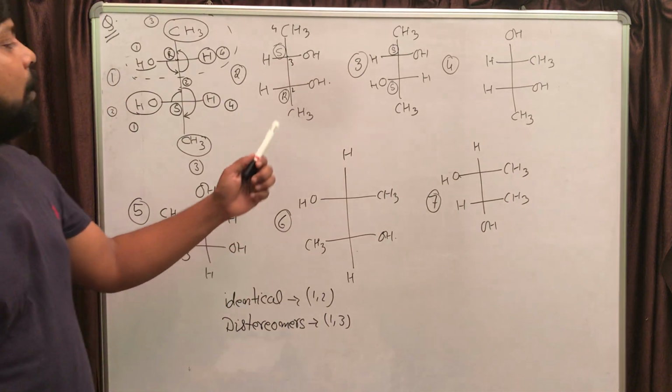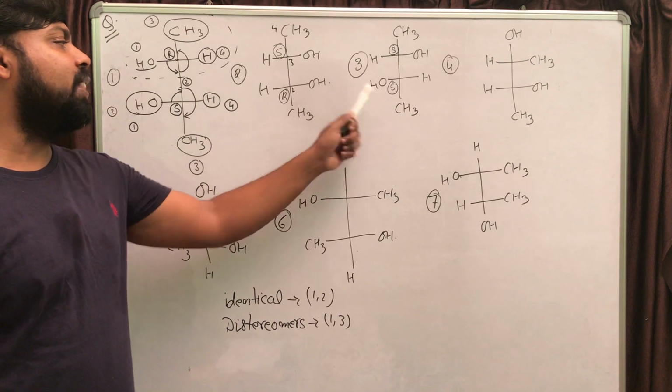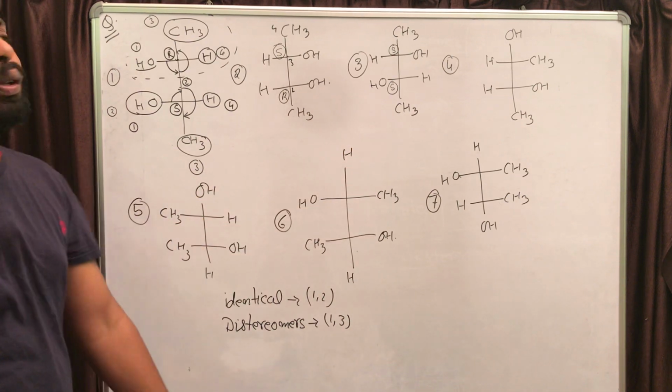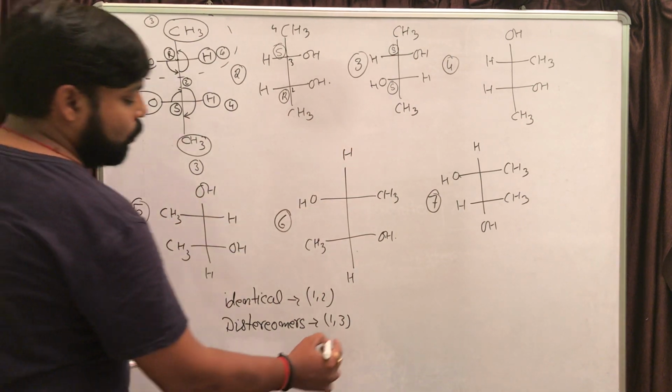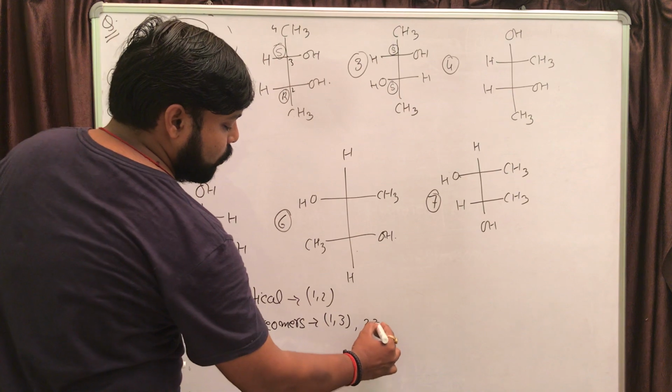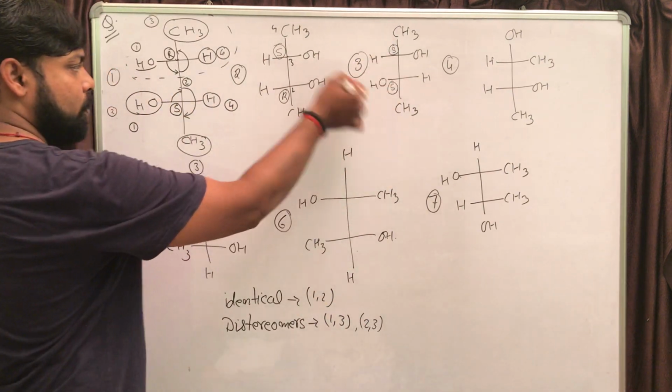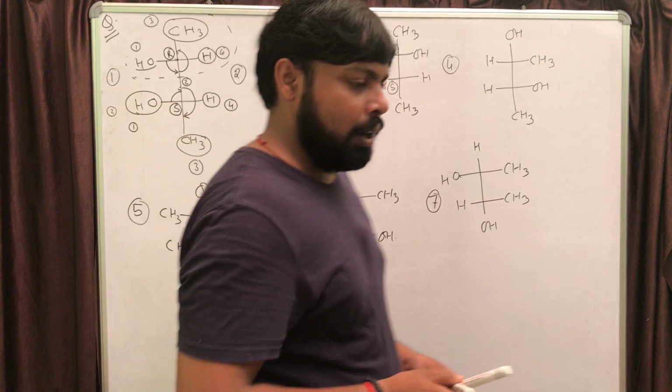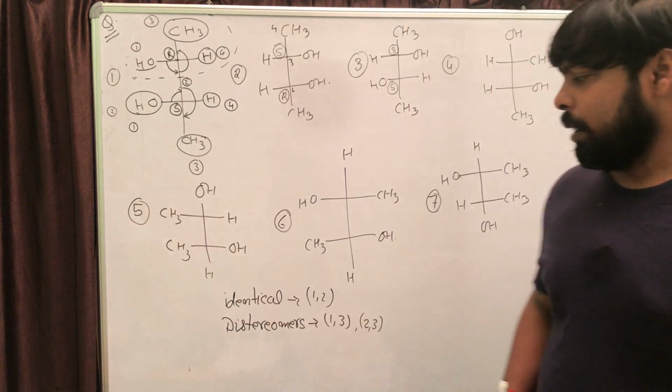Similarly, if you look at compounds 2 and 3, 2 and 3 are also diastereomers. SS configuration and SR configuration are going to be diastereomers.